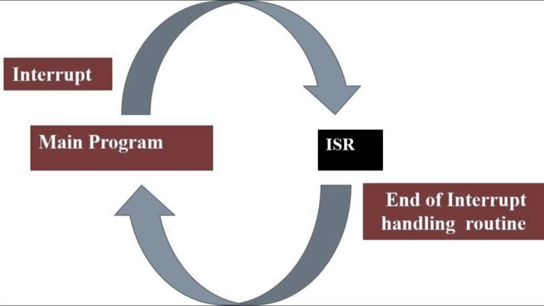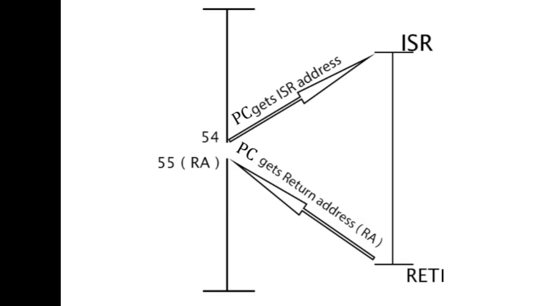Interrupt service routine, ISR. An ISR is a small program that handles the interrupt event. Important points about ISR. It executes automatically when an interrupt occurs. It must be short and fast. It ends with a RETI instruction. After RETI, the CPU returns to the main program.